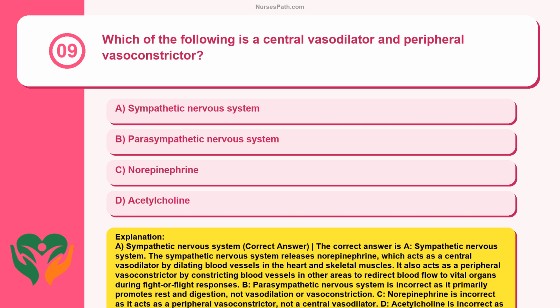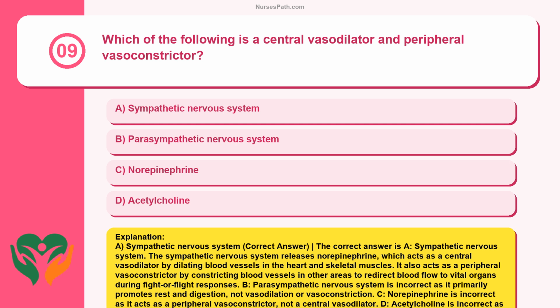Sympathetic nervous system. The sympathetic nervous system releases norepinephrine, which acts as a central vasodilator by dilating blood vessels in the heart and skeletal muscles. It also acts as a peripheral vasoconstrictor by constricting blood vessels in other areas to redirect blood flow to vital organs during fight or flight responses.